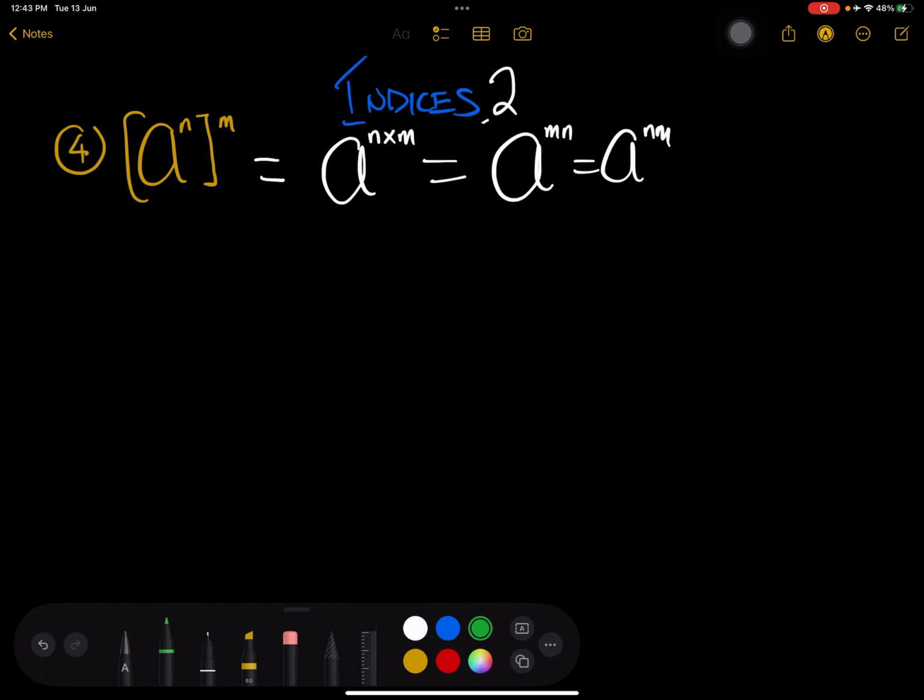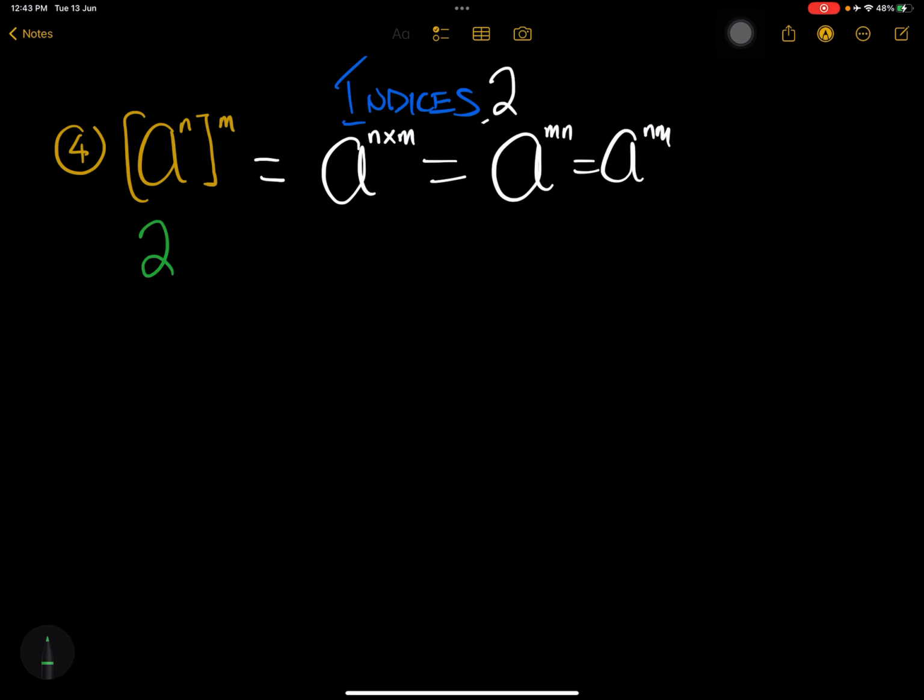An example of such a problem is where you have something like 2 to the power of 5, in parentheses, raised to, let's say, 2. What it means is that we're going to multiply the exponents together. The n for Nancy there is 5, and the m for mango there is 2. So we're going to multiply them together.